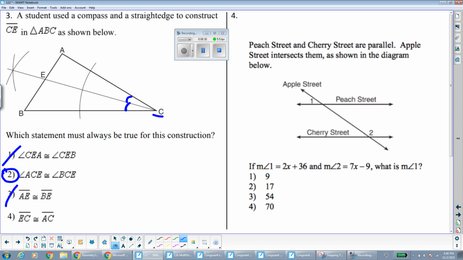And if you picked EC as congruent to AC, well, EC is the angle bisector that was constructed, and AC is a side of the triangle. They don't have any relation to each other. So goodbye, answer choice 4.